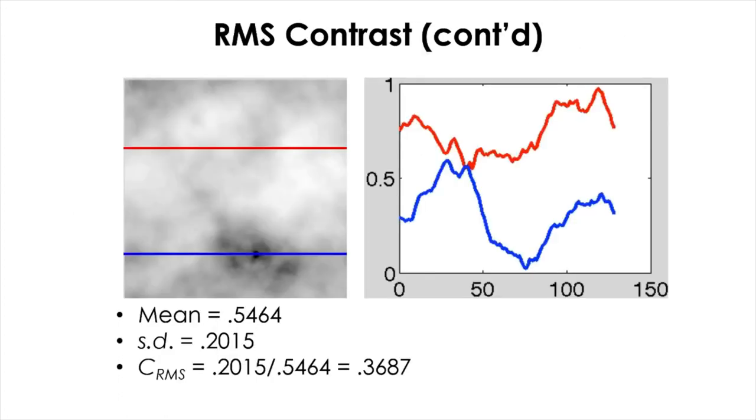Here is an example of RMS contrast calculation for a complex image on the left. Given the mean and the standard deviation of an image, the RMS contrast is the normalized standard deviation of luminance. The graph on the right shows the corresponding luminance changes of the picture on the left, at the points located under the red and blue lines.